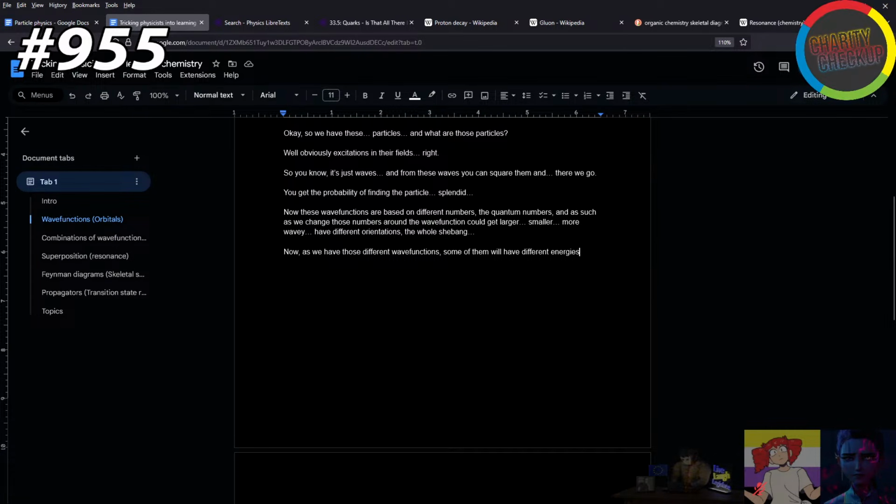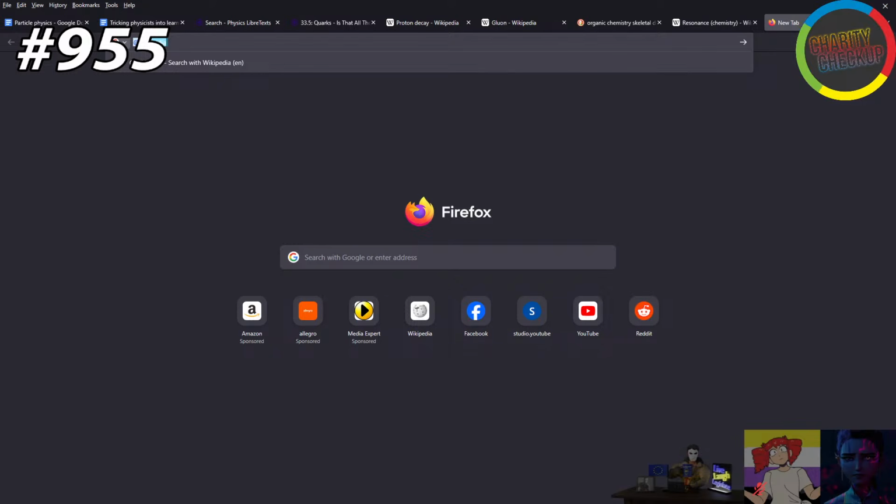Excitations in the fields, right? Wait. Different based on different numbers. Have different energies. Okay, so this is effectively quantum numbers, how the quantum numbers affect the energies of a wave function. Actually, let me have a look at the quantum numbers if I can find something.